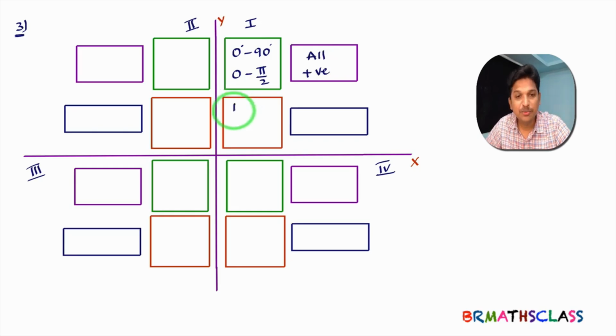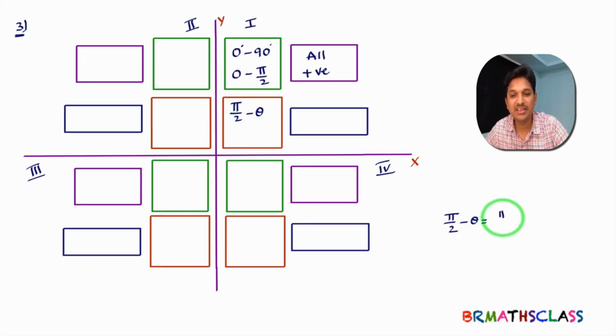Pi by 2 minus theta lies in which quadrant? Pi by 2 minus theta. What is theta here? Theta is an acute angle. Acute angle means it is an angle between 0 and 90 degrees. Pi by 2 minus theta lies in which quadrant? It lies in the first quadrant. You see here, pi by 2 minus theta.